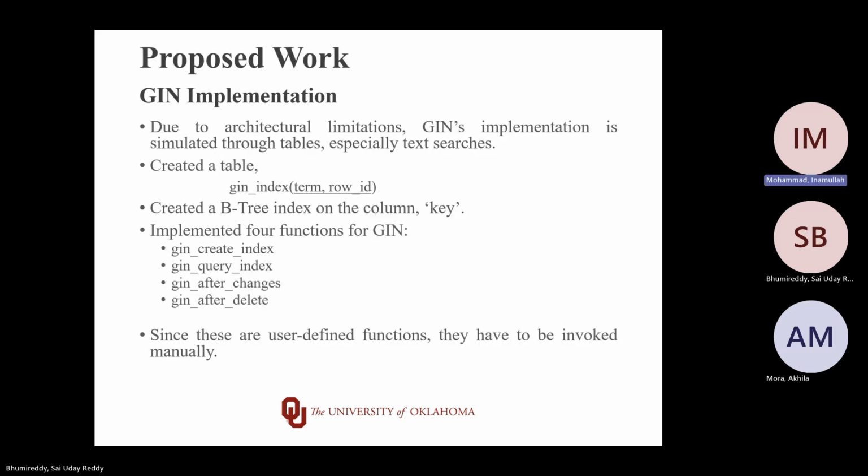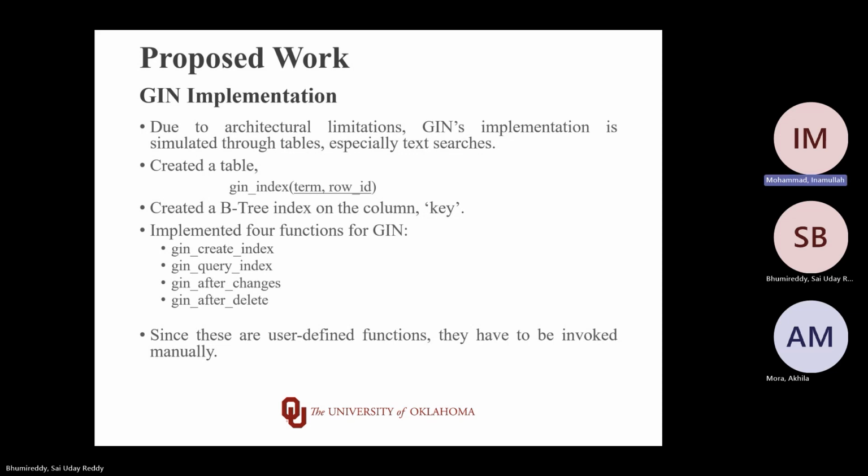So coming to the GIN implementation. Due to architectural limitations, GIN indexing was simulated using tables. Since we don't have composite data structures in SQLite, we had to take this approach. We created a table that has the following schema. Term is nothing but the key value, and row ID stores the row ID of the records that contain this key value. On top of this table, we created a B-tree index on the column term.